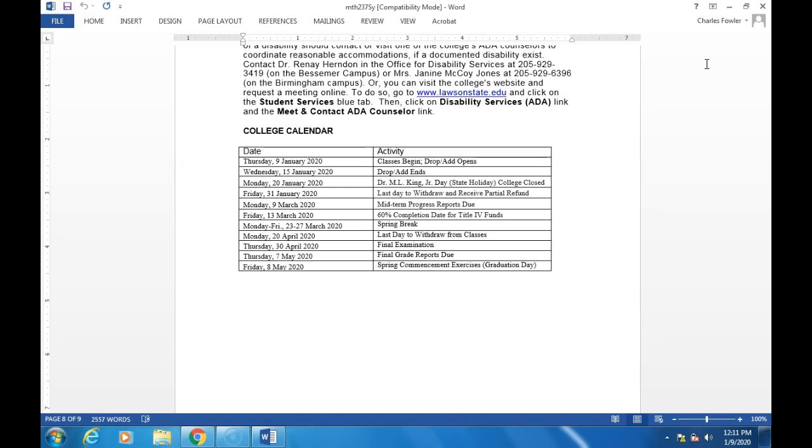Now, why did I say all that? The 60% completion date. If you withdraw before that date, you have to pay back any federal financial assistance. If you wait until after that date, you don't. Now, this date up here says last day to withdraw and receive a partial refund. That's withdrawing from school, not withdrawing from a class.